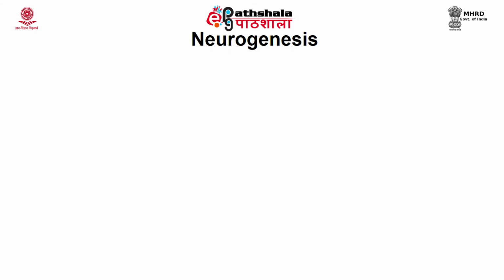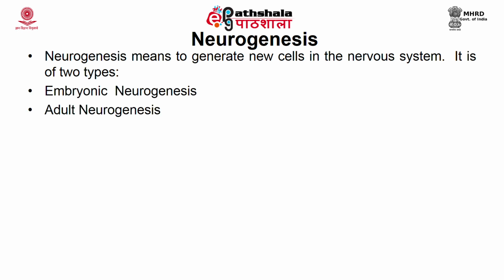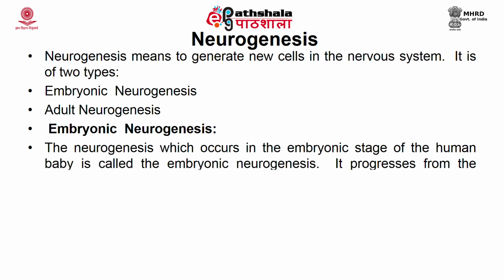The brain development occurs by neurogenesis. Neurogenesis means to generate new cells in the nervous system. Now, it is of 2 types: the embryonic neurogenesis and the adult neurogenesis. The embryonic neurogenesis occurs in the embryo and it progresses from the embryo to fetus through the postnatal period.